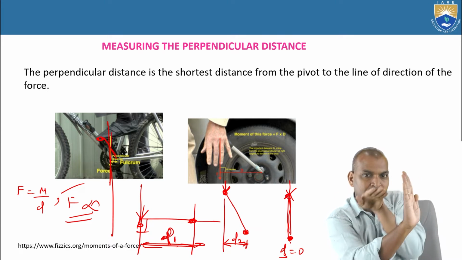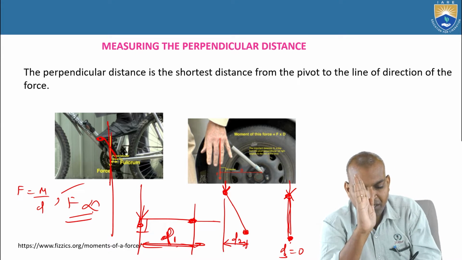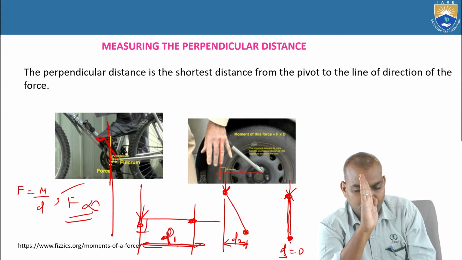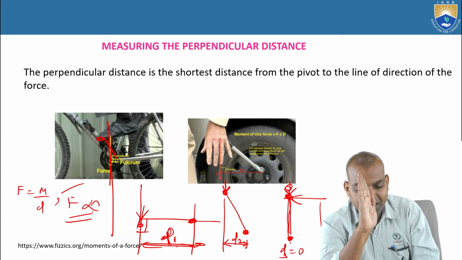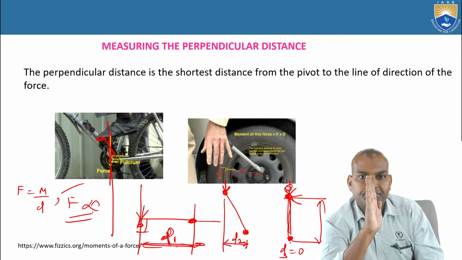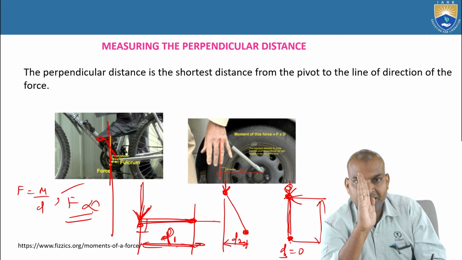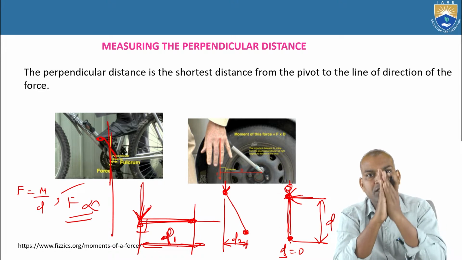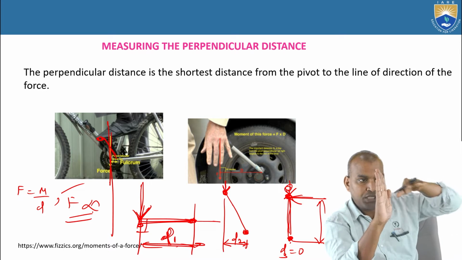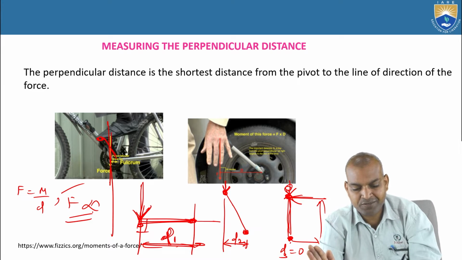Then it becomes horizontal. We'll push in this direction, again perpendicular. Now the direction of the force at this point of the wheel: we'll keep in that direction and push. At that time, what is the distance? Now the perpendicular distance is d. At this horizontal position of the wheel, the perpendicular distance is d1. Now, when the pedal rod is in vertical position, you push in the horizontal direction, then it moves.